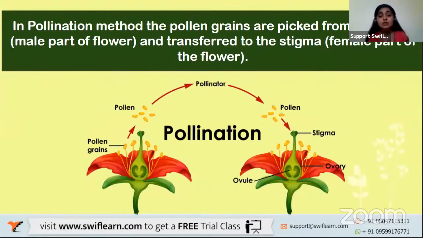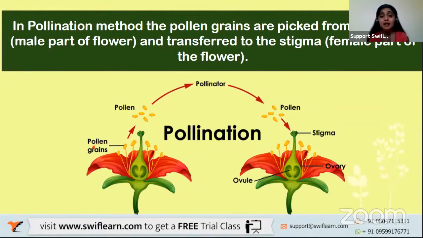Now, in the pollination method, the pollen grains are picked from the anther, that is the male part of the flower, and transferred to the stigma, the female part of the flower. The process is known as pollination.